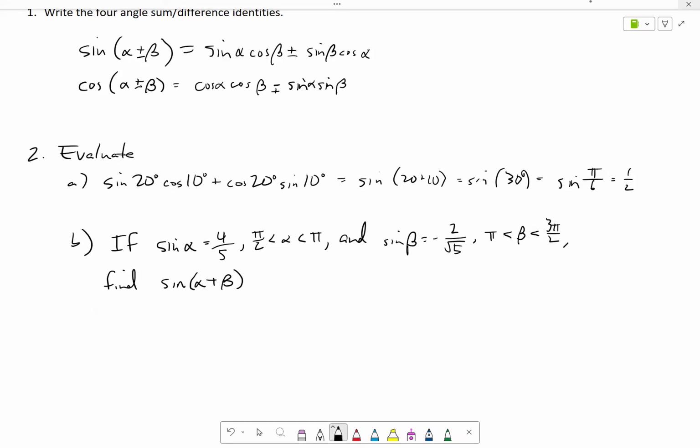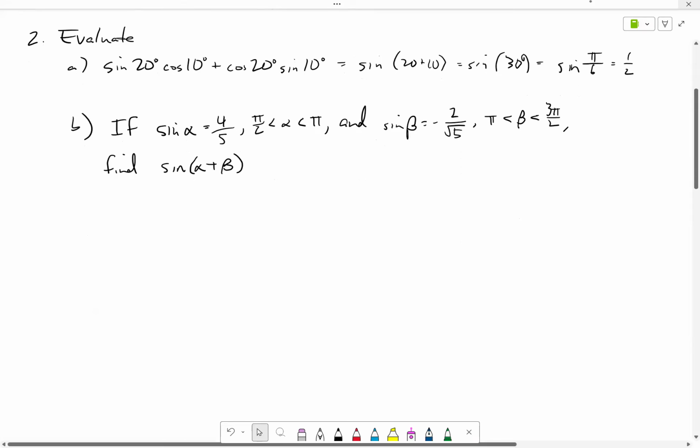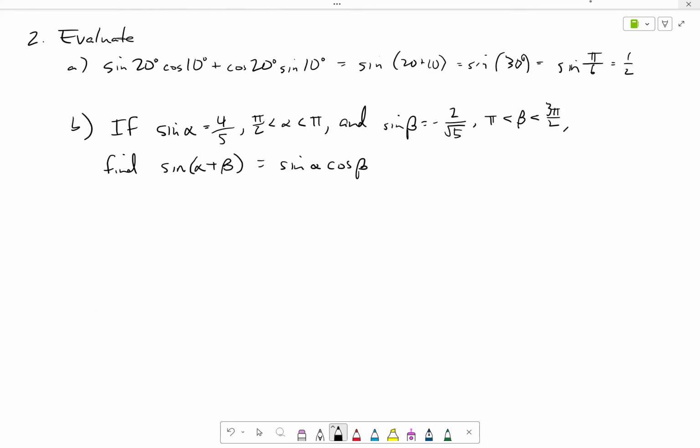Jonas, you have a question? Can I do B? Yeah, help me out with B here. I'd appreciate it. So, with B, you want to set up the formula for sine of alpha plus beta. It is equal to sine of alpha times cosine of beta plus cosine of alpha and sine of beta. It's plus? It is plus. Okay. Plus cosine of alpha and sine of beta? Yeah.